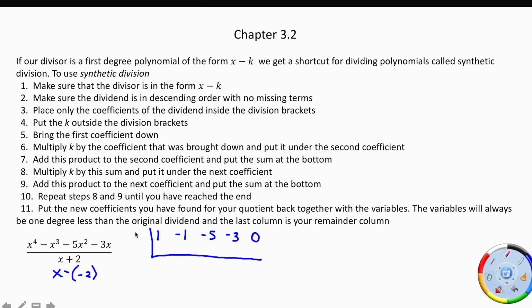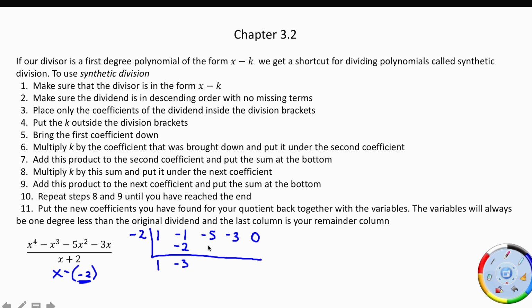Then I'm going to divide by k, which is negative 2. Change the sign when I pull it out. That's why it's negative 2, to put it in the appropriate divisor form. To get me started, I bring the first number down. Then I'm just going to multiply and add in this zigzag fashion. So negative 2 times 1 is negative 2. Add them together. Then go back and multiply.